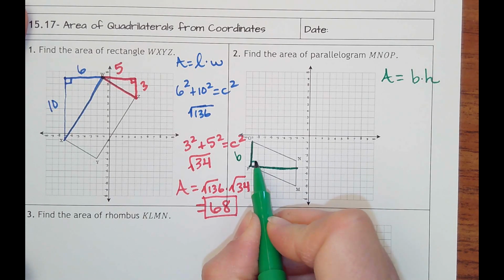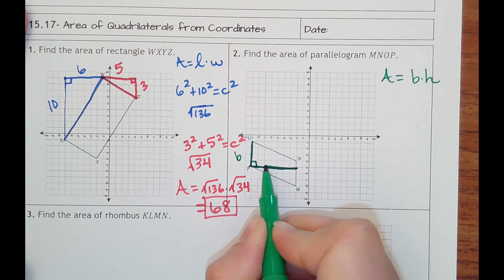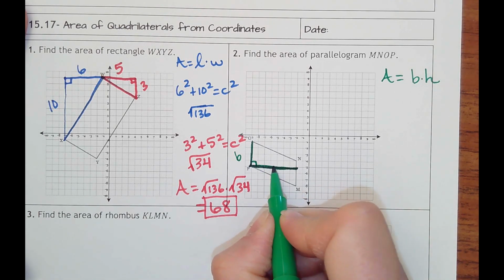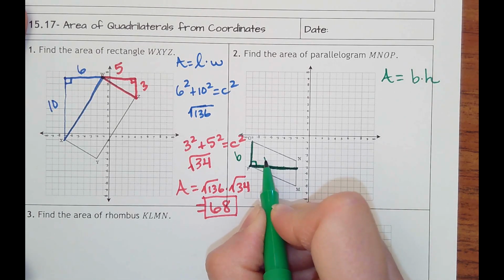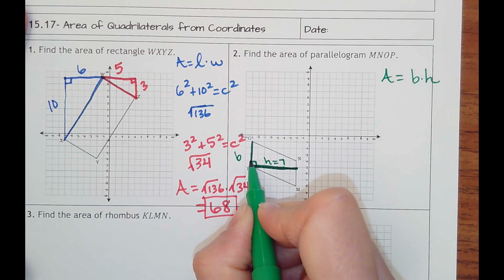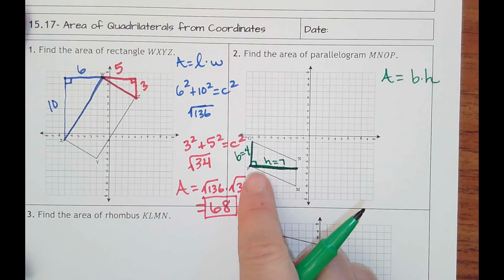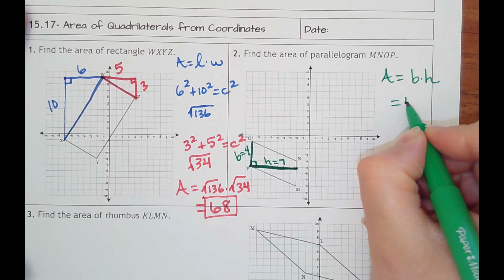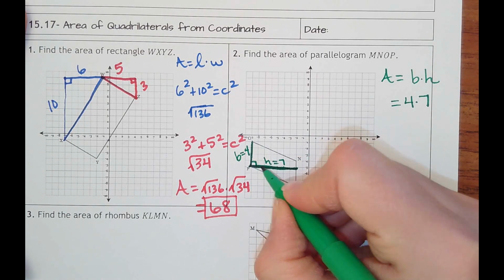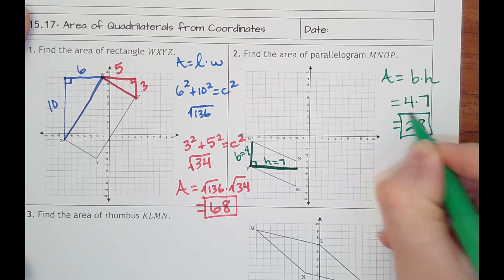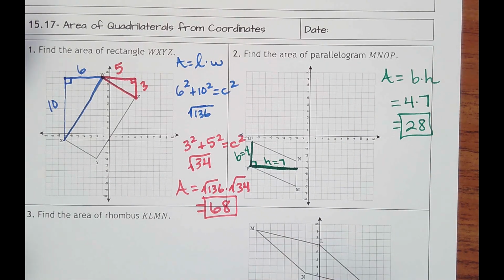So I have to have a right angle here so that I know the actual height from one base to the other, which looks like 1, 2, 3, 4, 5, 6, 7. And I would call that my height. My base was 1, 2, 3, 4. So this is actually the easiest one because I'm simply taking 4 times 7, base times height. That would give me an area of 28. So I like the parallelograms the best.